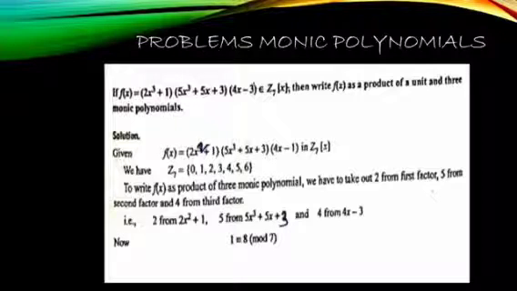So 2 from 2x square plus 1, 5 from 5x cube plus 5x plus 3, and 4 from 4x minus 1. So 1 is congruent to 8 mod 7. Now 3 is congruent to 10 mod 7. Right? No need for 4 minus 3. So f of x is equal to the product of all these given.